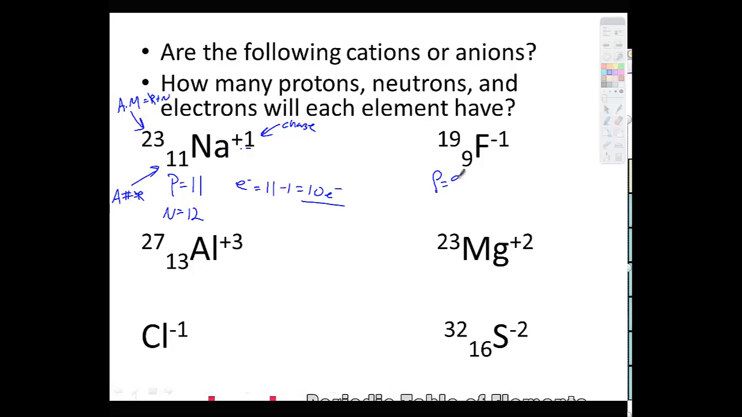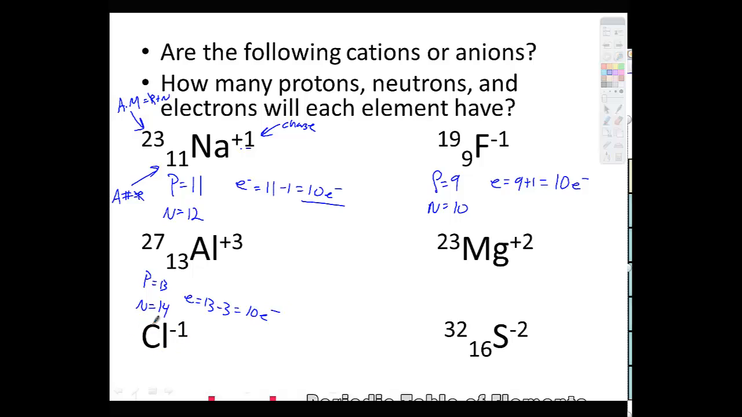Protons here, I have 9. Neutrons, I'm going to subtract 19 minus 9 to get 10. And then for the electrons, I should start with 9, but then because I have the minus 1, I have to add 1 to it. So I get 10 electrons. 27 minus, or protons, I'm going to get 13. Neutrons, 27 minus 13 will give me 14. And for the electrons, I've got 13. Plus 3 means I have to subtract 3, so I'm going to get 10 electrons.